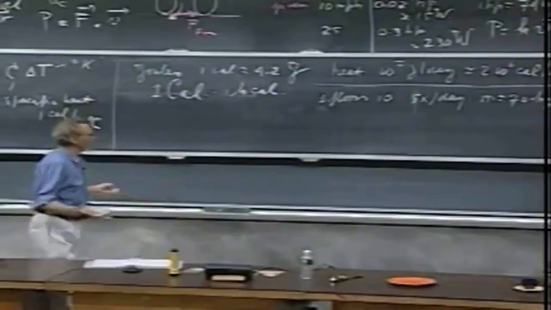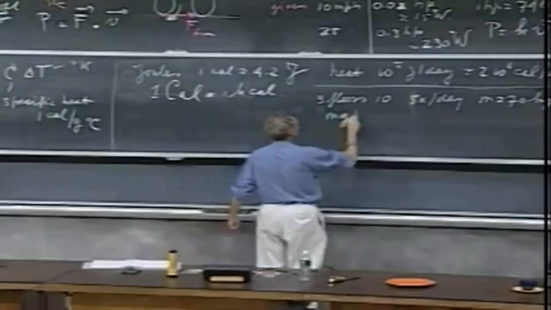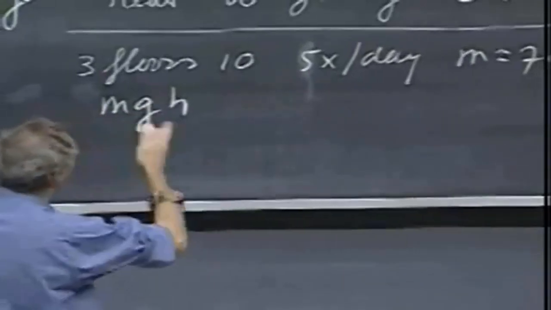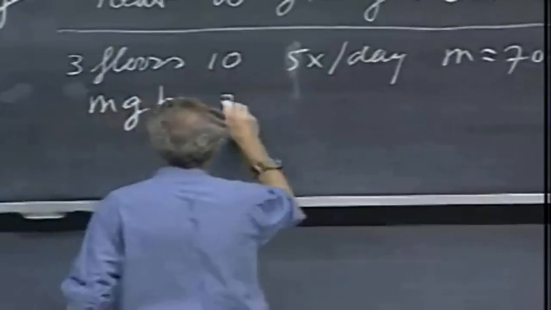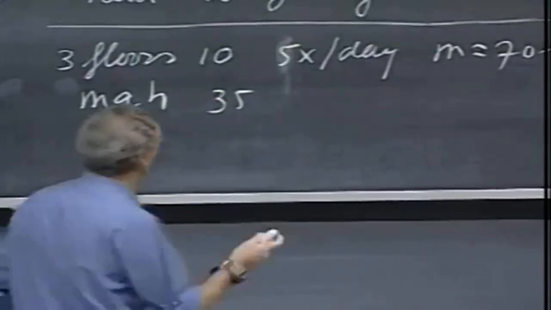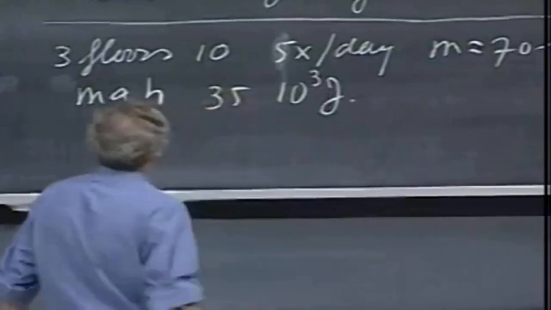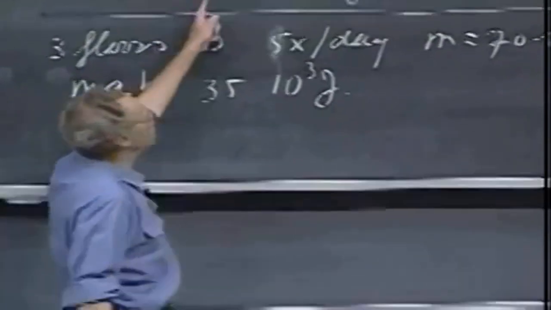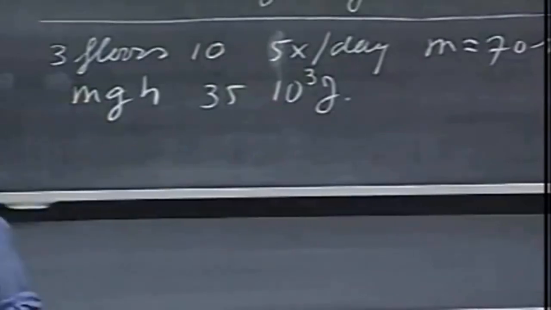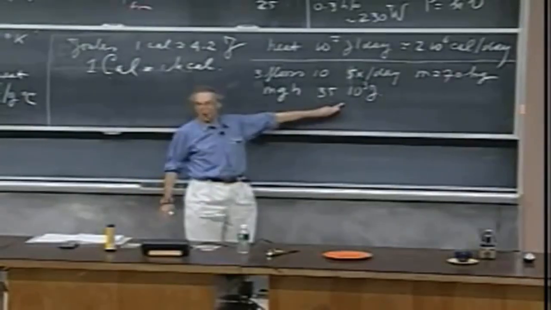Well, the amount of work that I do is mgh. The 10 meters have to be multiplied by 5 because I do it 5 times. And so I get 35,000 joules of work that I do. 35,000 joules. Compare that with the 10 to the 7 joules per day that your body generates in terms of heat. You think you have to eat a little bit more for these lousy 35,000 joules?